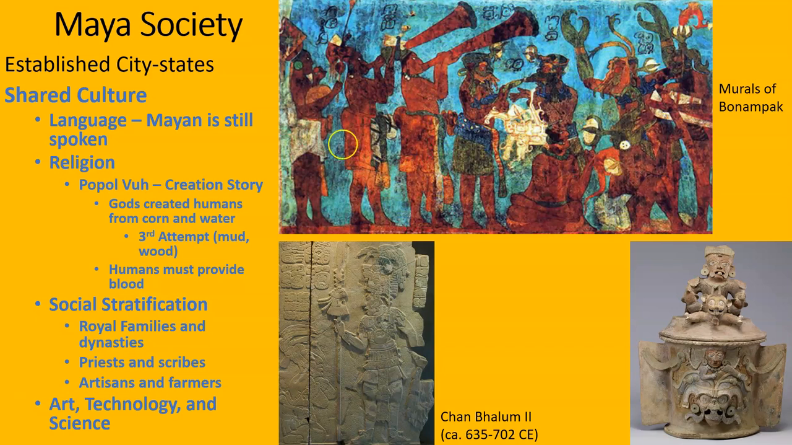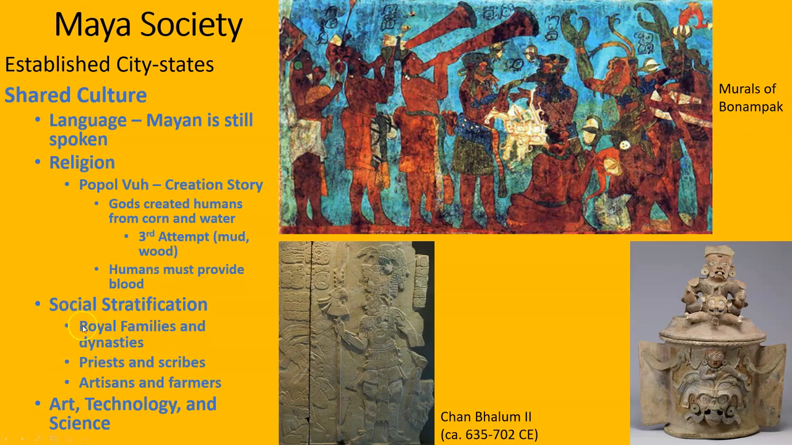We knew they had a shared culture. They had art. They had a religion, the Popol Vuh, the creation stories. The gods created humans from corn and water. This is one of the creation stories we still have today. Actually, humans were the third attempt. There was mud and wood; those didn't work, and so humans made with clay and water came about. And then in response, the humans have to give blood.